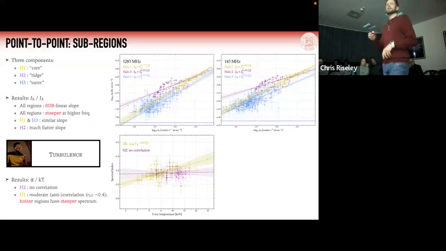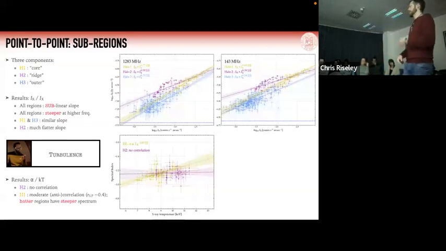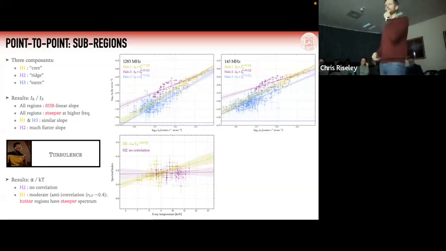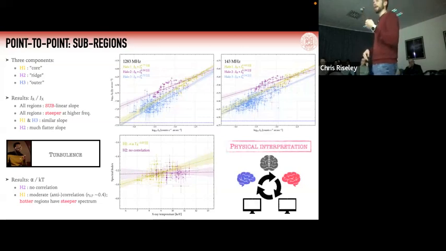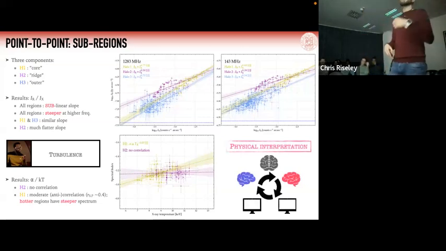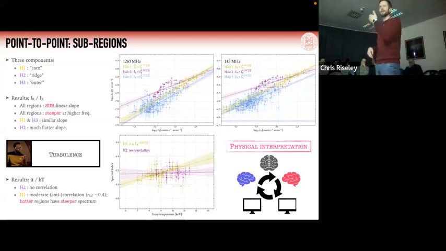And so for H2, the ridge, we don't see any correlation there. For H1, we actually see a moderate anti-correlation, i.e. hotter regions of the cluster seem to have a steeper spectrum, which is unexpected, perhaps to first order. And the physical interpretation of that is something we're still very much working on. I'm trying to find some time to sit down with Gianfranco and work through this. So this is very much evolving, and stay tuned.